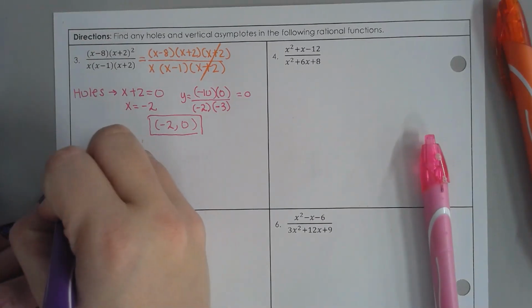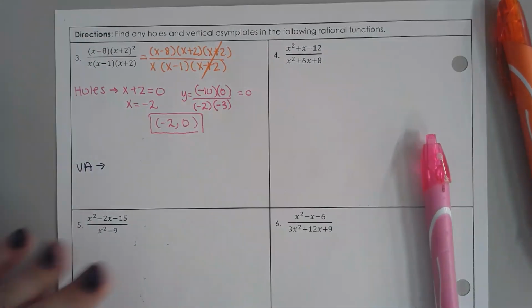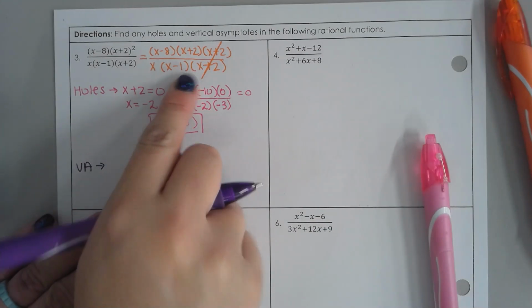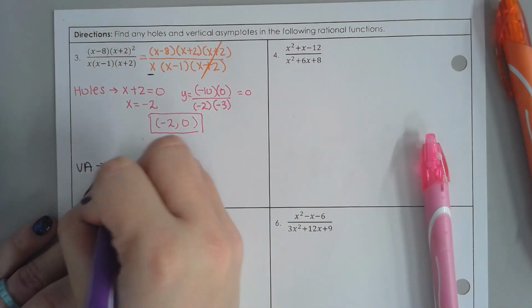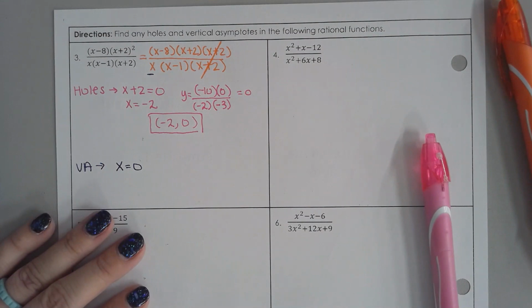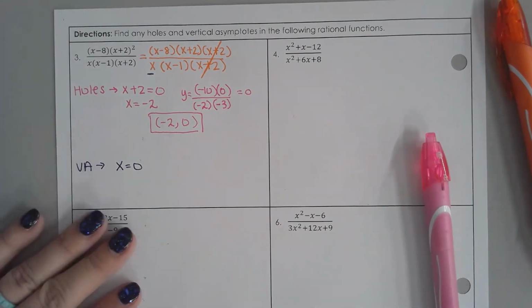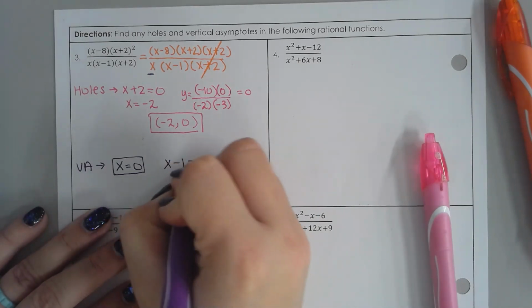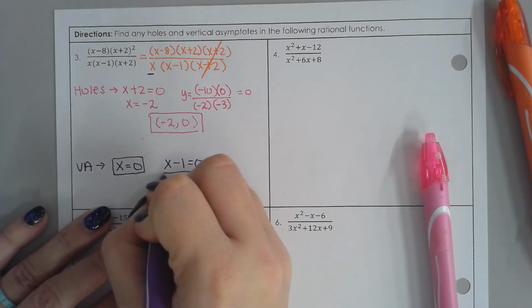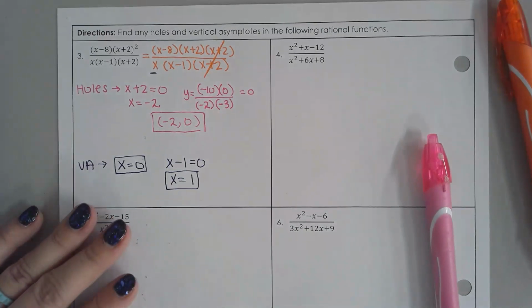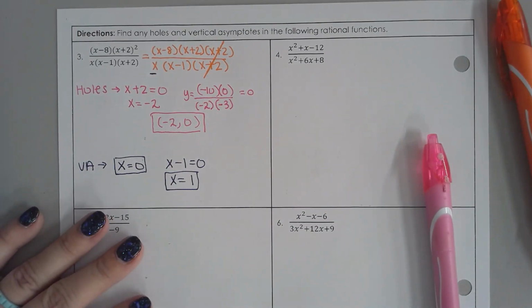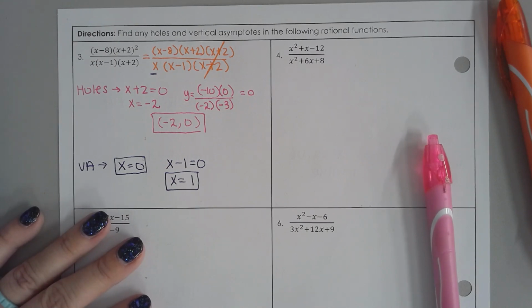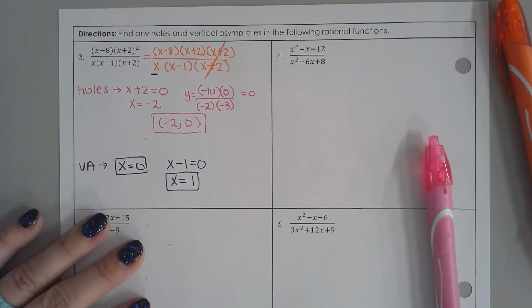Vertical asymptote. We have two factors left in the denominator. We have x that's by itself, so you just put x equals 0. And that's it. X equals 0. And then x minus 1 equals 0. So x equals 1. Any questions?